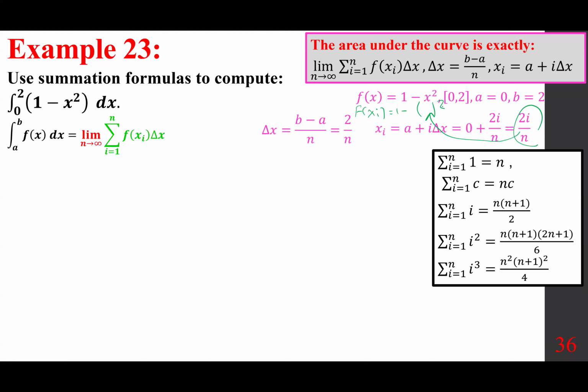So put it in there. So this limit becomes the following: 1 minus (2i over n) squared, times delta x, 2 over n. So that is the delta x, everybody. So that's pretty straightforward.